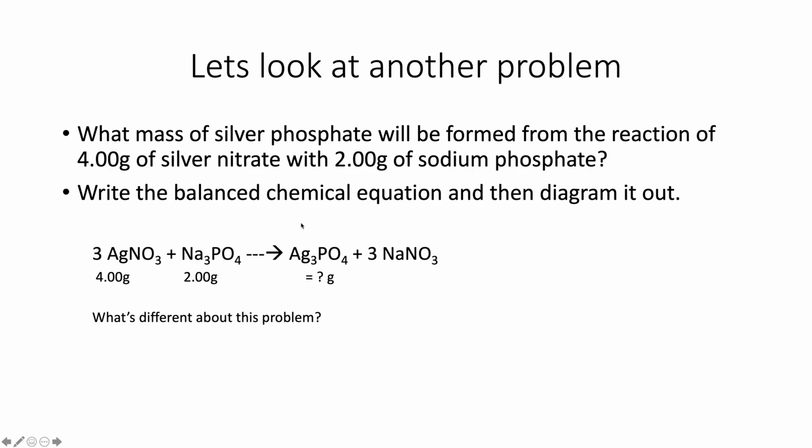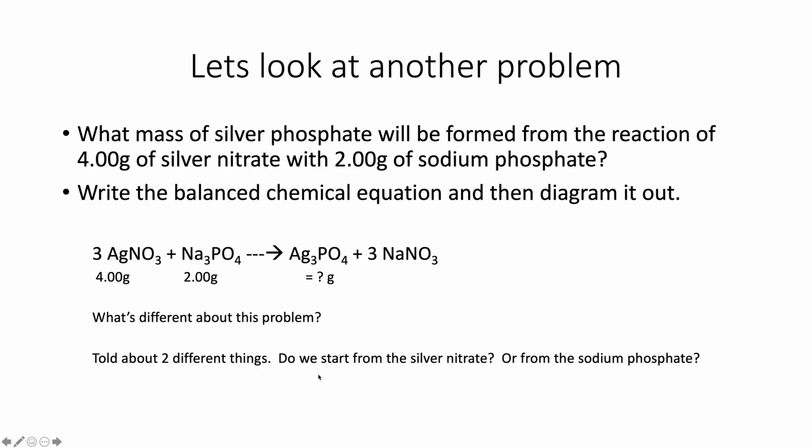So you might want to ask, what's different about this problem? In all the other problems we did, you were asked about one thing and told about something else. You were asked about ammonia and told about hydrogen. You were asked about sodium hydroxide and told about sulfuric acid. Each time you were asked about carbon dioxide and told about octane. But here, you're asked about silver phosphate, but you're told about two reactants. So the question is, do I start from the silver nitrate or from the sodium phosphate? And the answer is we have to figure that out.